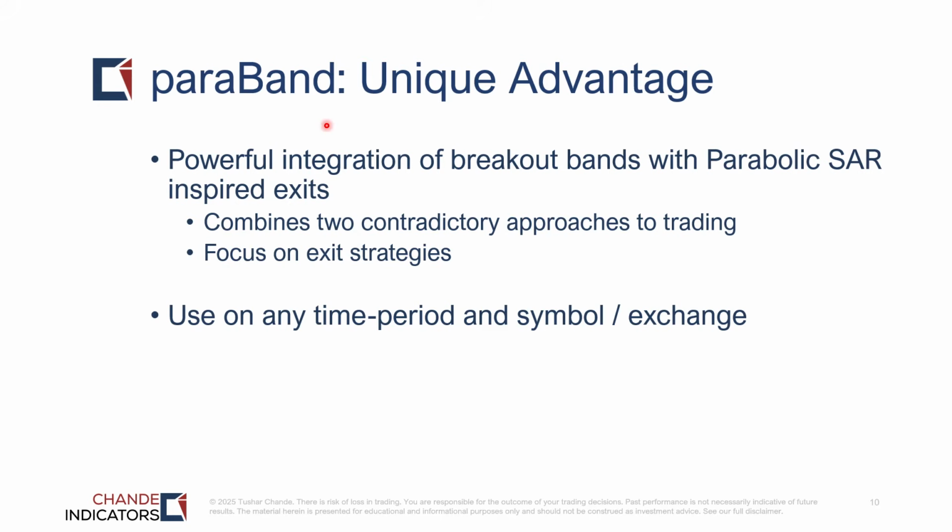So the paraBand is really a trading system masquerading as an indicator. It has a unique advantage: the powerful integration of breakout bands with parabolic SAR-inspired exits. So we've combined two contradictory approaches to trading. We have the very smooth bands that are breakout style and the parabolic SAR type exits, which are essentially counter trend strategies. And we've simplified the design of the bands and gone with complex exit strategy design, so you can focus on exit strategies. And of course, we can use it on any time period and symbol or exchange.